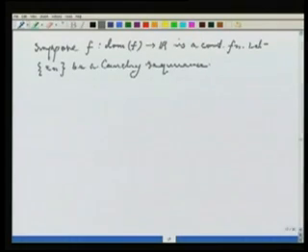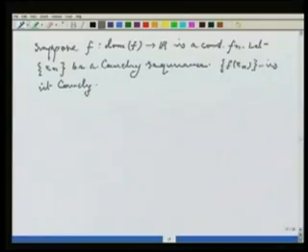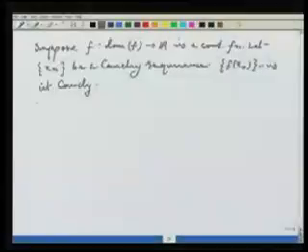The question I want to ask is, look at the new sequence f of xn. Is it Cauchy? That is, the question you are asking is that suppose I have given you a continuous function, then is it true that it takes a Cauchy sequence to a Cauchy sequence? The answer is no.